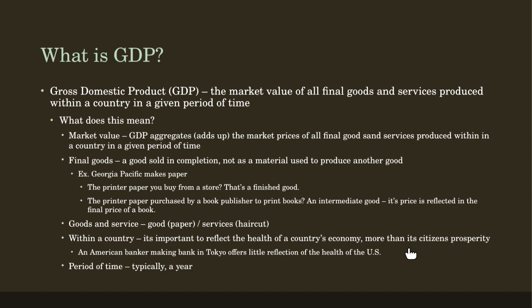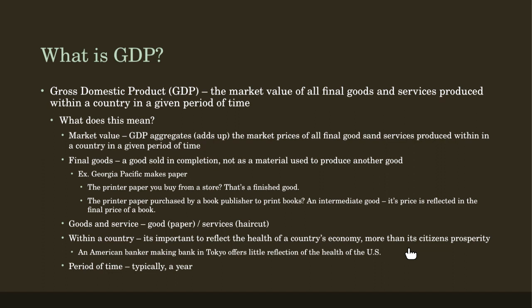The GDP aggregates, adds up market prices for all final goods and services produced within a country in a given period of time. So the market value, what that's saying is that the GDP takes how much the price of Coca-Cola is, how much the price of coffee is, how much Coca-Cola and coffee are sold, and adds that together, and then adds it together with how many cars are sold and their prices, and keeps adding up all these things. And so that's the market value.